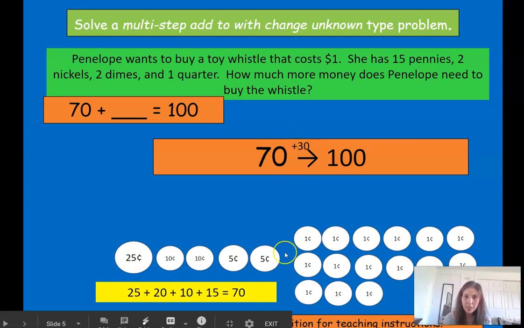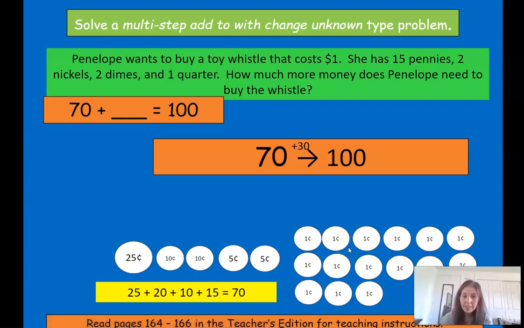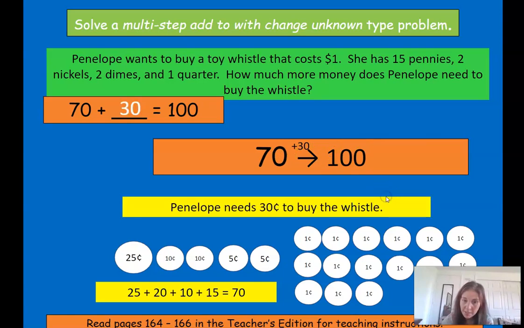So this is how much she has, right? And now we're trying to figure out, that was step number 1. Now the second step is trying to figure out how much more does she need to get to 100. So 70 plus 30 gives us 100. So she needs 30 more cents. Penelope needs 30 cents to buy the whistle.